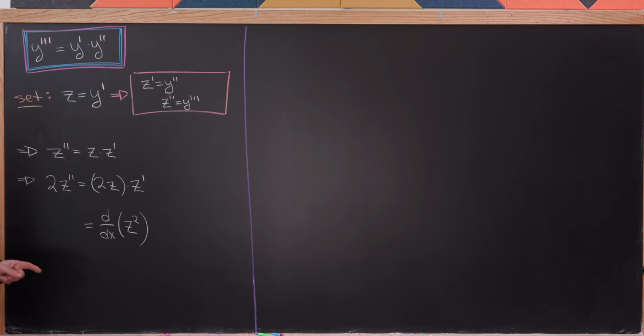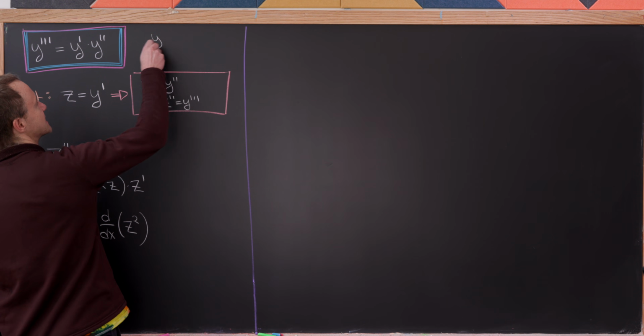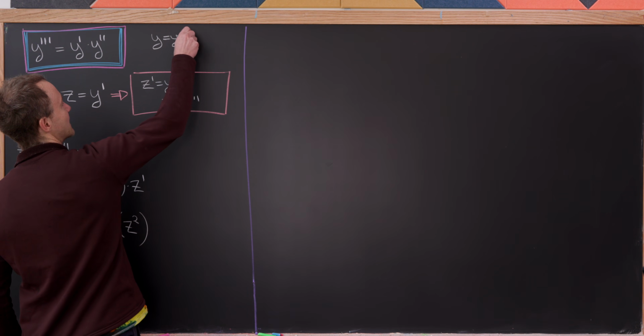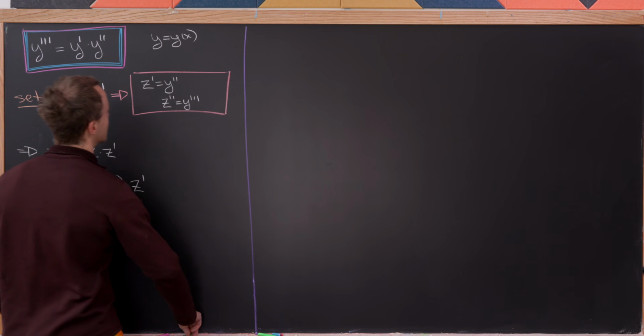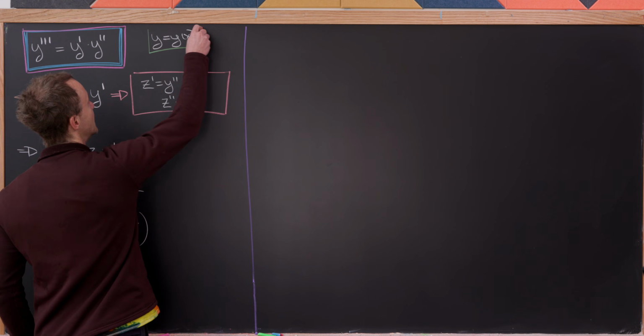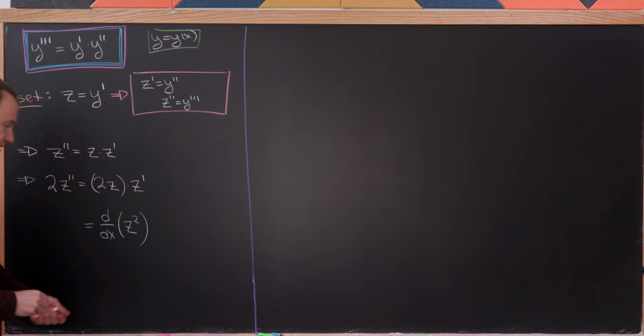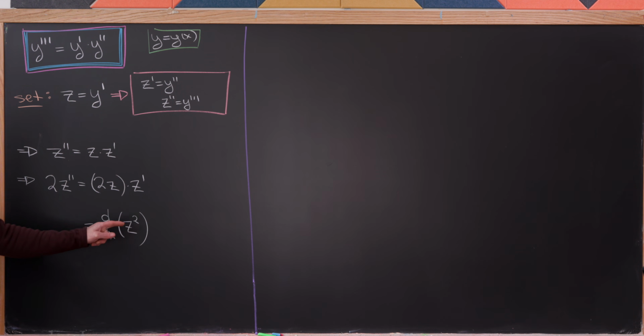Recall that z is a function of x, as I guess we'll point out explicitly up here that we're assuming that x is our base variable. So y is a function of x, and thus by extension z is a function of x. But then by the chain rule, this 2 is going to come down, and then we have to take the derivative of the outside function, which is z in this case.